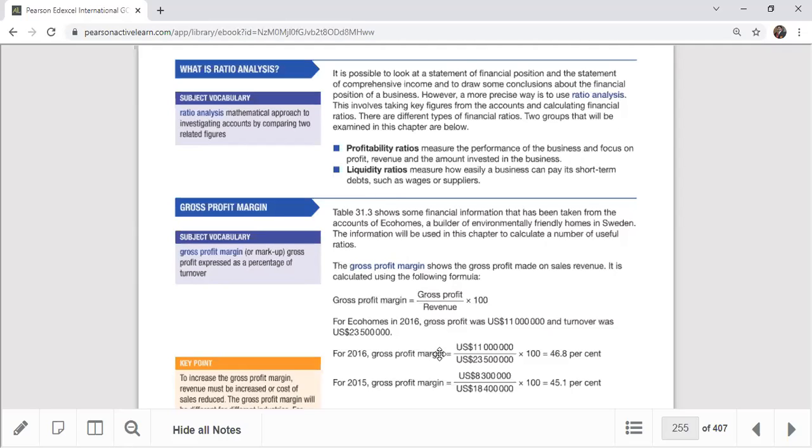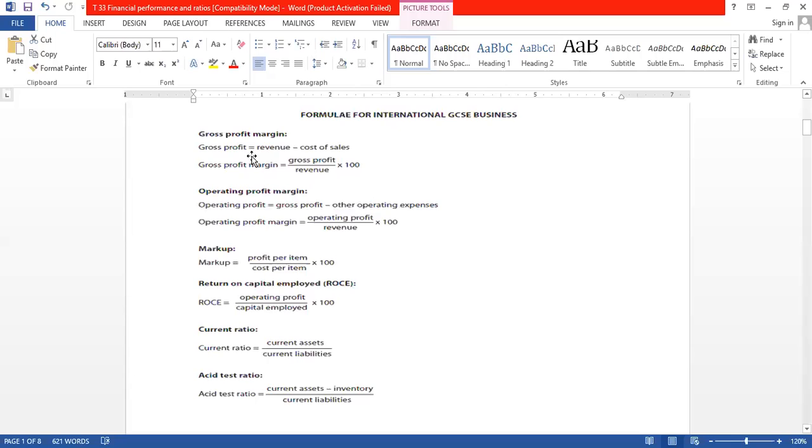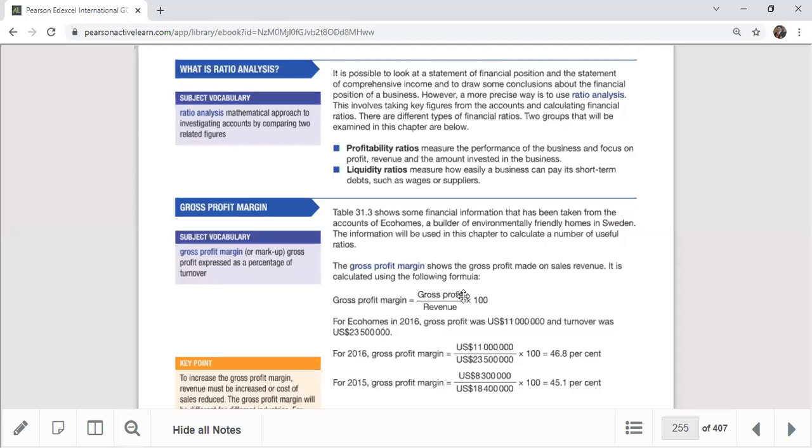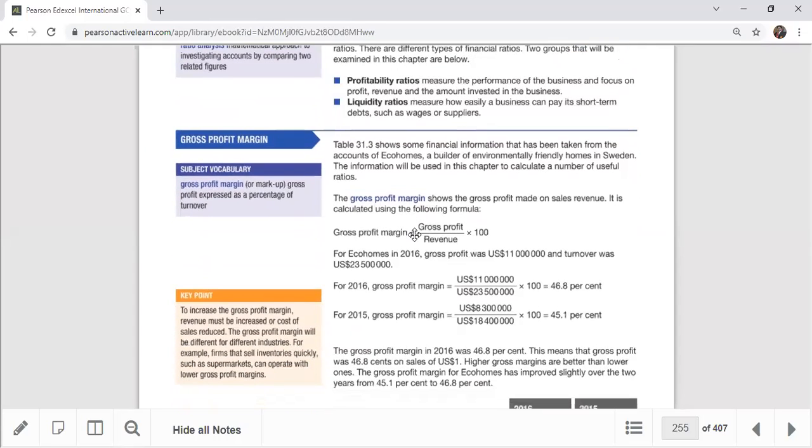You can see in the financial statements formula sheet that I have given all the related formulas. You can see the profitability ratios, which are the gross profit margin, operating profit margin and markup. And for liquidity ratios, you should know the current ratio and the acid test ratio, two things, right? We will do these ratios one by one. Right now, I'm going to teach you the first one, the gross profit margin, and how to calculate the gross profit and the gross profit margin.